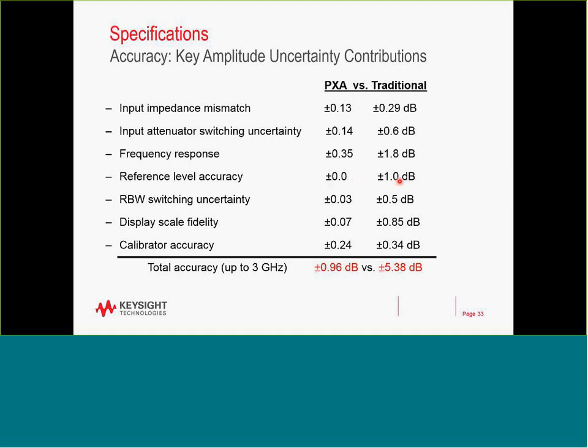The reference level uncertainty went from dB to 0. If you add all of them up, the display scale fidelity, as an example, goes from 0.85 to 0.07. So if you just add them straight up to 3 gigahertz on a PXA, you'll get an uncertainty of plus or minus 0.96 dB versus 5.38 dB on the traditional spectrum analyzer.